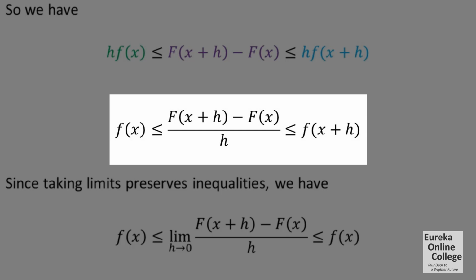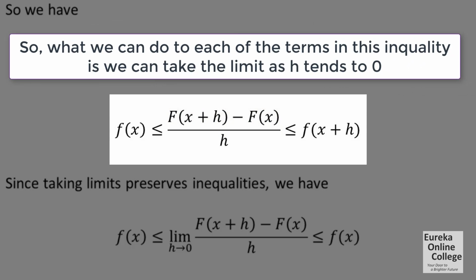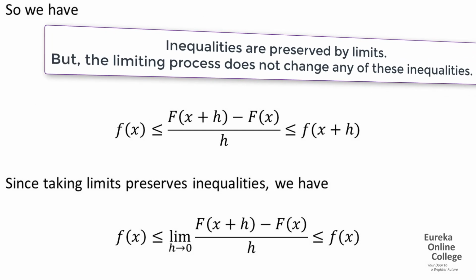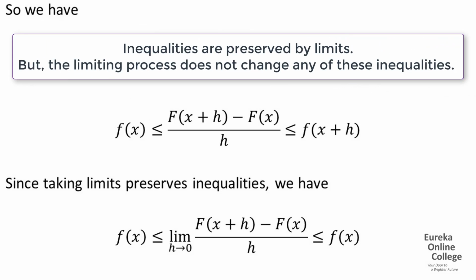Now that term in the middle looks a little bit familiar. F of x plus h minus f of x all over h. It looks a bit like a derivative. So what we can do to each of the terms in this inequality is take the limit as h tends to 0. Now inequalities are actually preserved by limits.